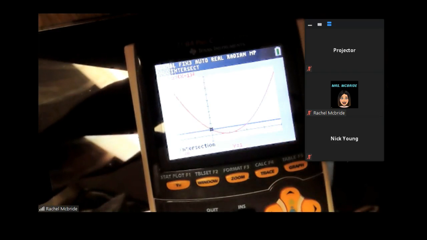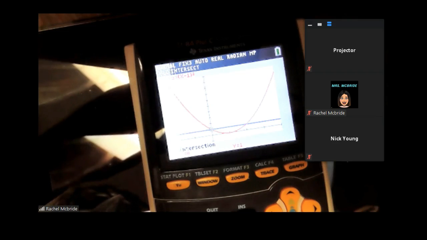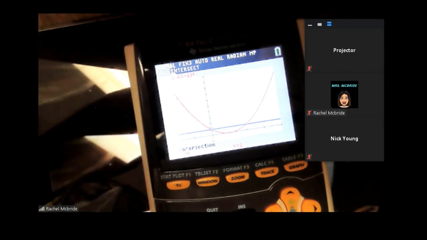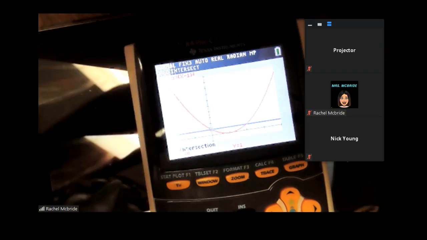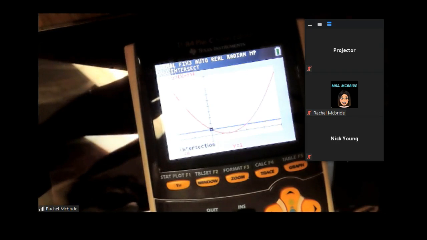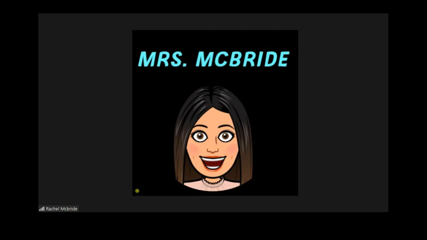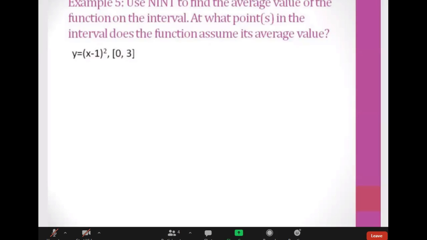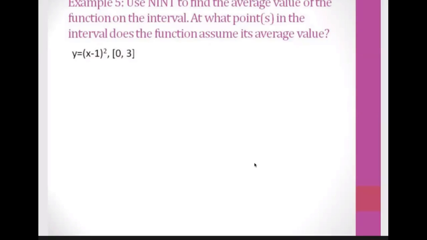Since it's a closed interval, 0 is included. Therefore, it is a second point at which the average value assumes the function value, or the function assumes the average. So at 2 and 0. Now this problem's pretty easy, so this would definitely be a case in which you would not have a graphing calculator. So let's look at this case where we do this problem by hand.